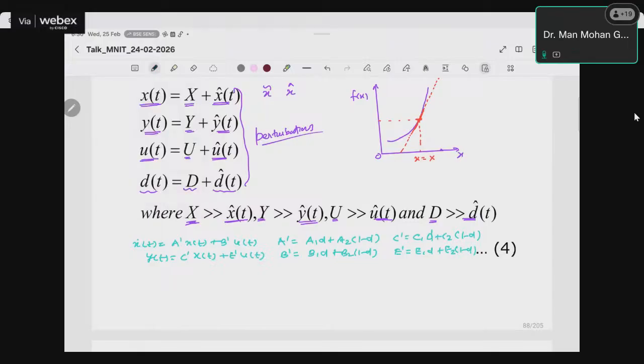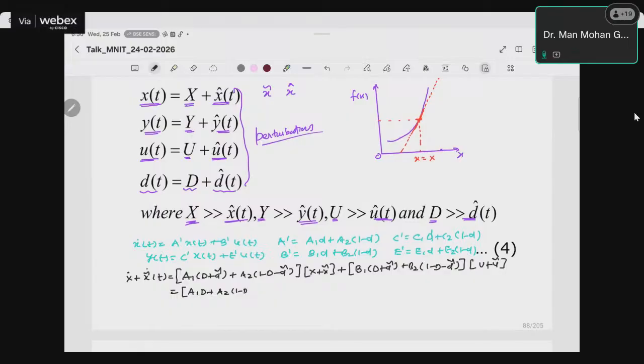Now I am introducing the perturbation here. So X dot plus x tilde dot(t) equals A dash, which is A1 (D plus d cap) plus A2 (1 minus D minus d cap). Then x I am replacing with X plus x cap, and B I am replacing with B1 d plus B2 (1 minus d), then U plus u cap. So if I simplify this, this is A1 d plus A2 (1 minus d).